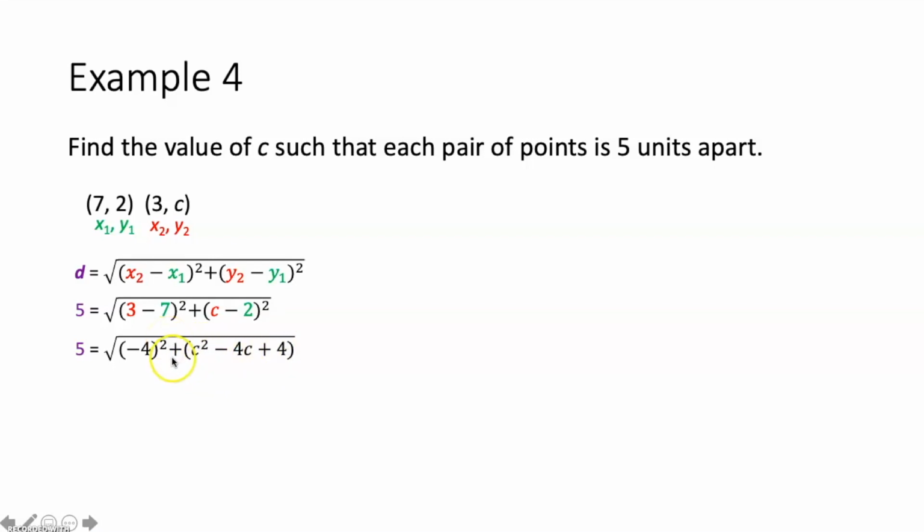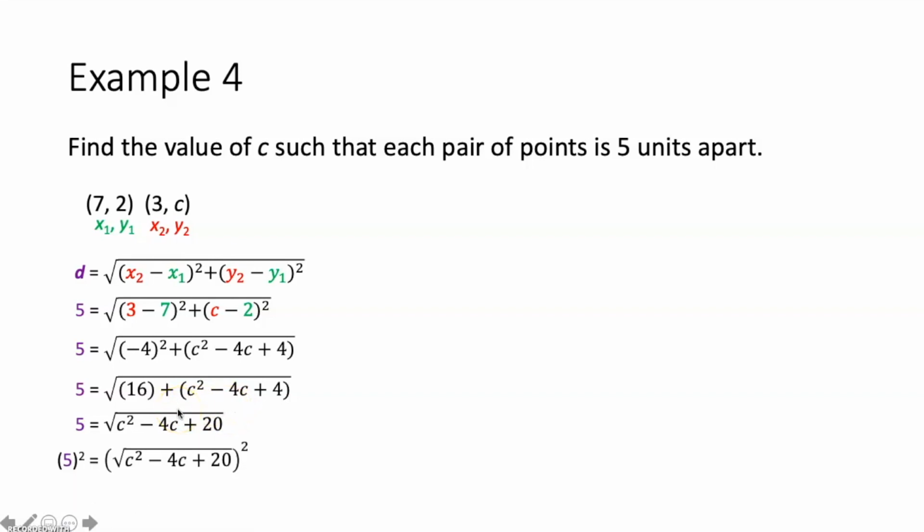Now I simplify further. What is negative 4 squared? That's 16. And then I can add that 16 with the 4 over here, and I get 20. So under my radical now, I have the square root of c squared minus 4c plus 20. So how do I simplify this? Well, again, I'm solving for c, so I need to get rid of this radical. How do I get rid of a radical? Well, I square both sides, right? If I square both sides of the equation, the square and the square root cancel each other out.